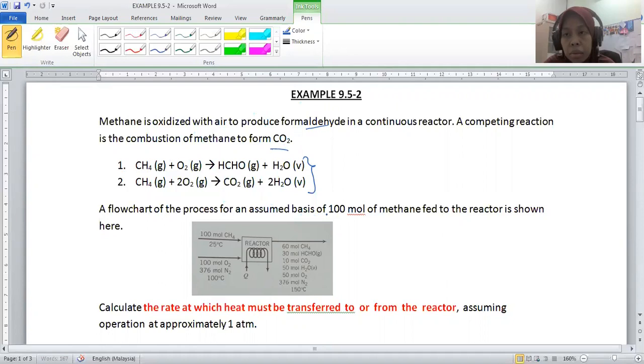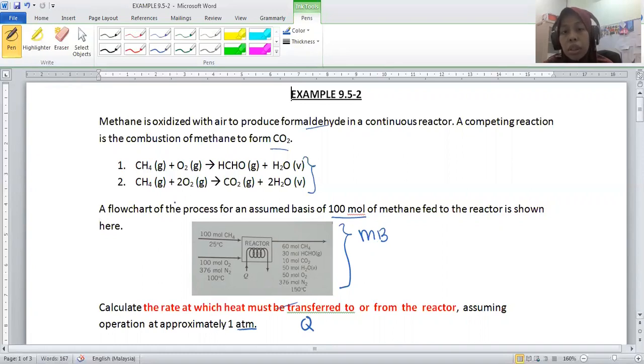Given in the question is the inlet of methane of 100, and also the process flow diagram. You can refer to the textbook. The question requires the rate of heat, Q, that must be transferred to or from the reactor at 1 atm. As you can see on the flow chart, you have already solved the material balance calculation, so you can skip the process flow and the material balance calculation.